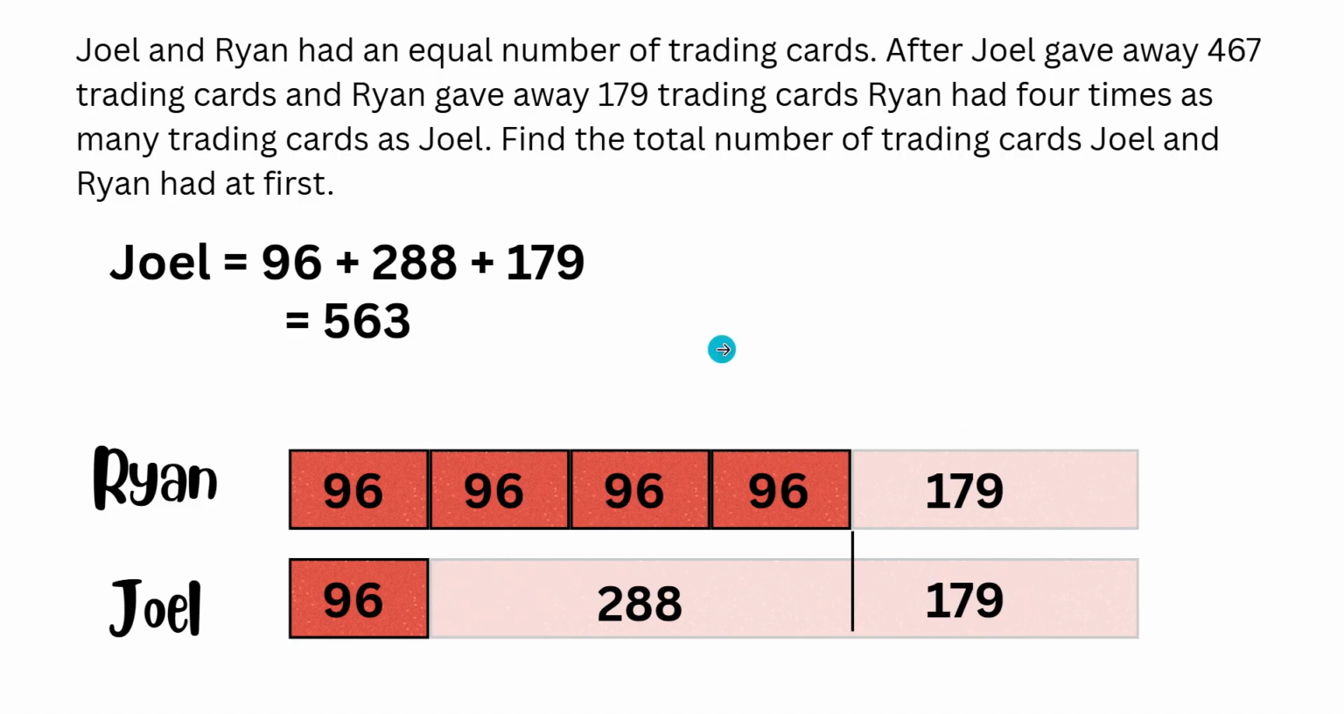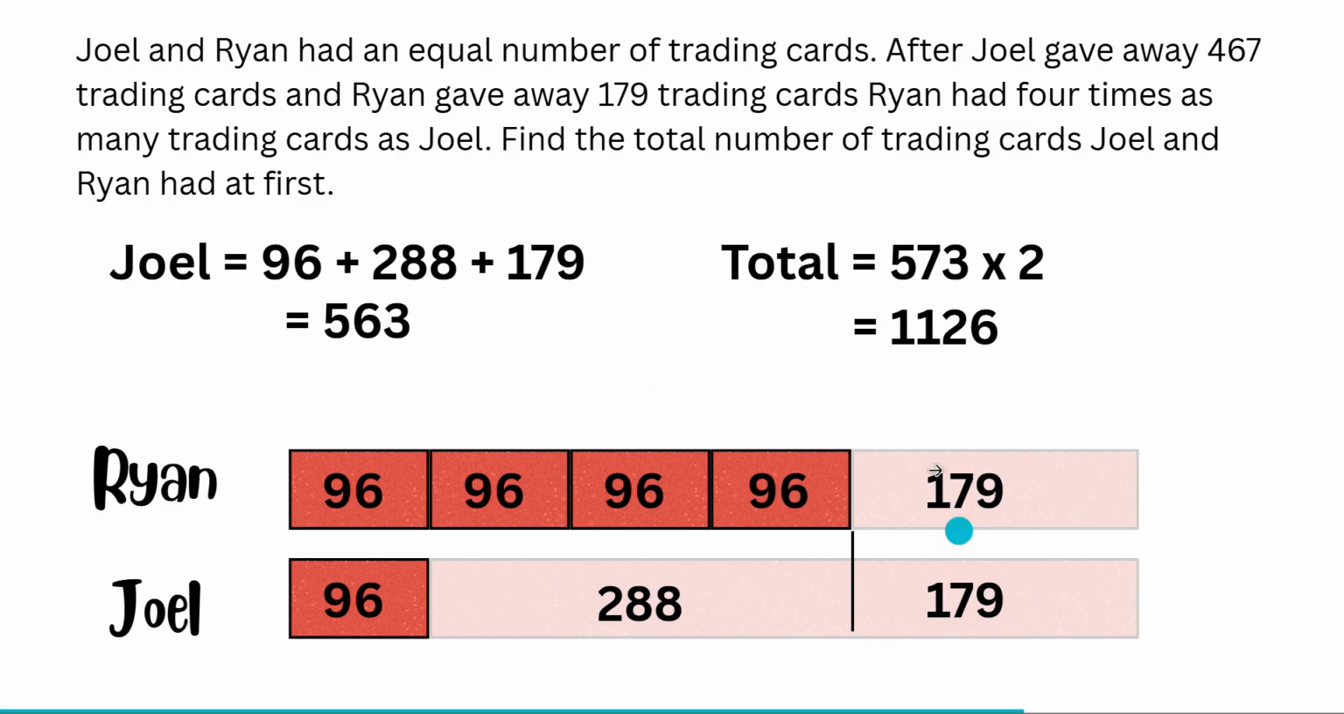So the total number of cards with both Joel and Ryan would be 563 times 2, because there's 2 times of that, and that is equal to 1126 trading cards. So in this case, we started at the end and then moved towards the beginning to find out the number of trading cards both of them had.